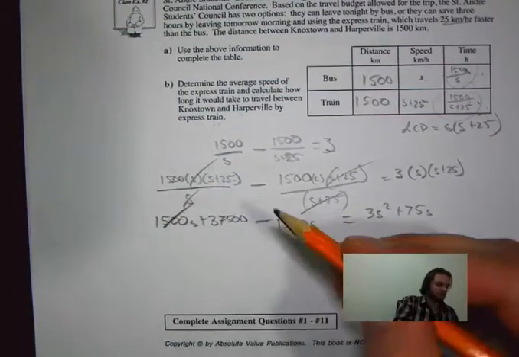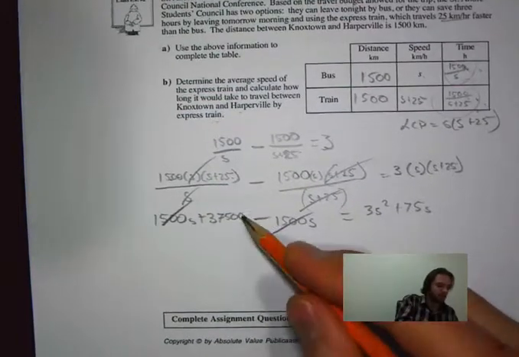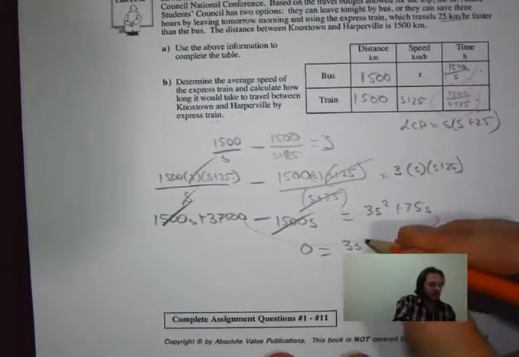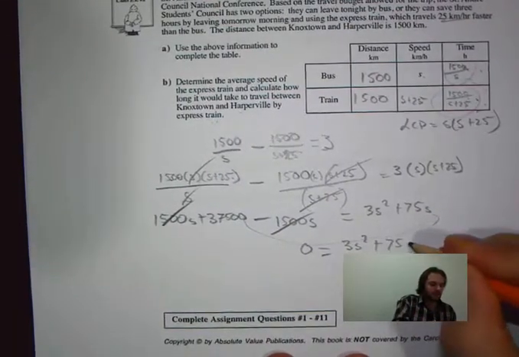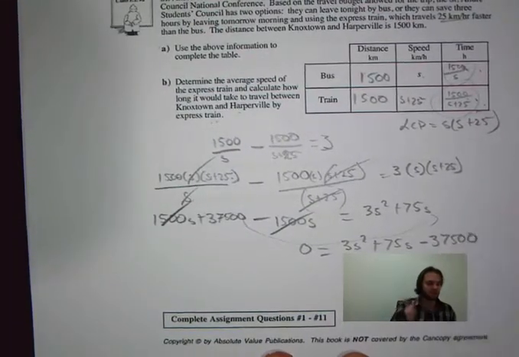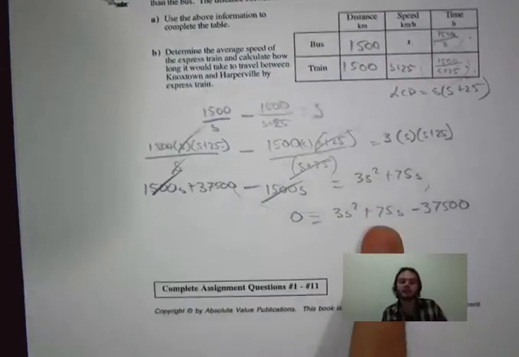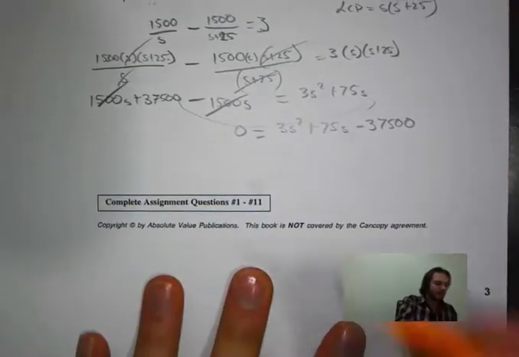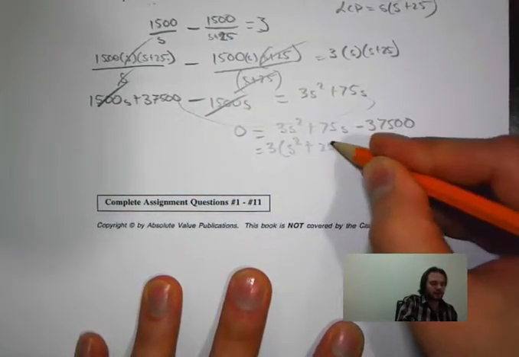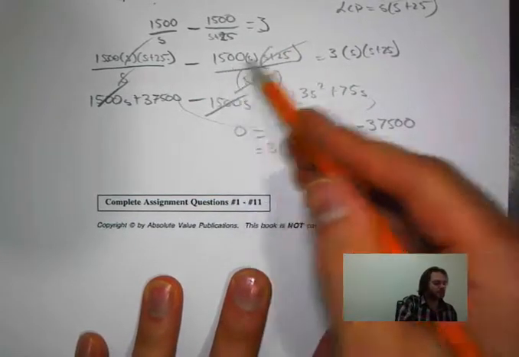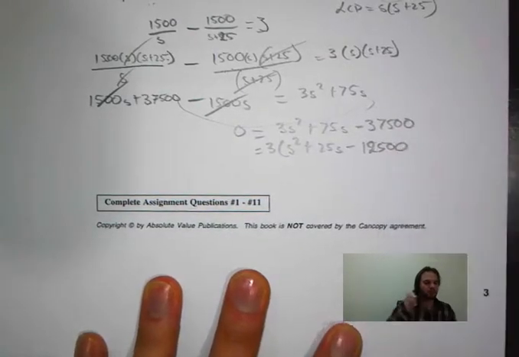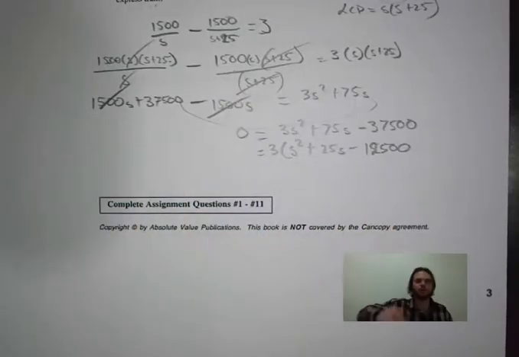Okay, now, what can we cancel off? This and this cancel off, and I can move this to that side, so I end up getting 0 is equal to 3S squared plus 75S, and then I have subtract 37500. Now, this is nice. I could factor out a 3, can't I? So I'm going to factor out a 3 of everything. I'm going to be left with S squared plus 25S minus 12500, because 500 times 25 is that.